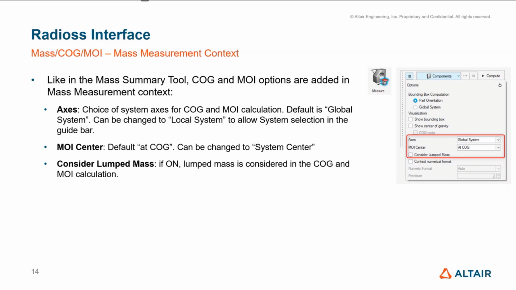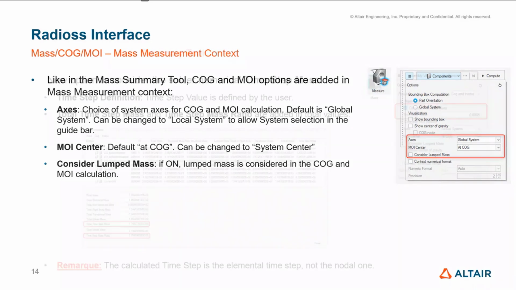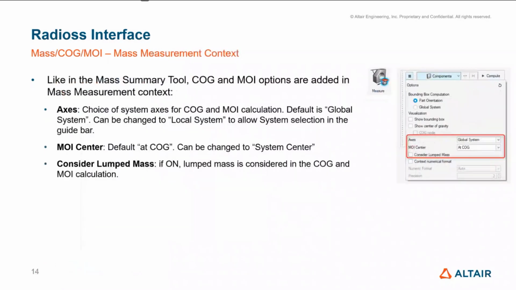And finally, the consideration of the lump mass for the COG and MY calculation, which is per default off, as it is done for the solver. And you can turn it on if you want to have the lump mass considered in the COG and MY calculation. One remark which is not here on the slide: this last option, consider lump mass, is only valid for Radioss and the Steiner profile.